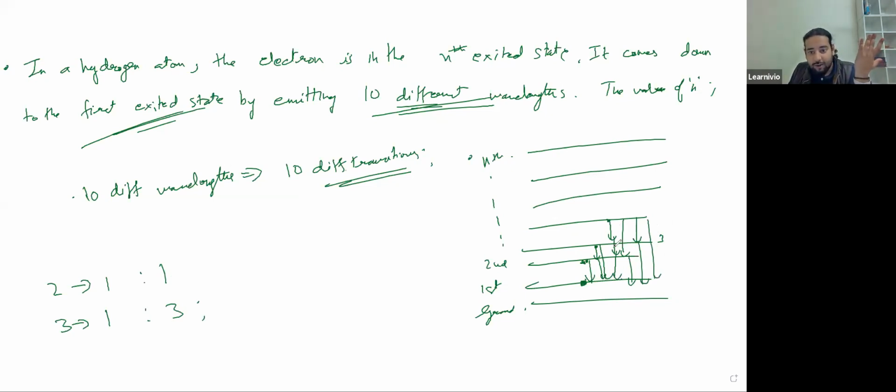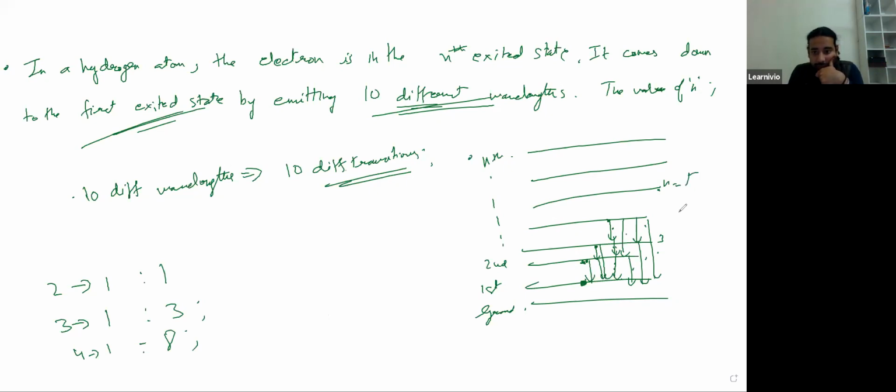How many total ways are there? How many different wavelengths are coming out here? 1, 2, 3, 4, 5, 6, 7, 8. There are only 8 wavelengths coming down from 4 to 1. That seems promising. We need 10 different wavelengths. Okay, so let's then try n is equal to 5.